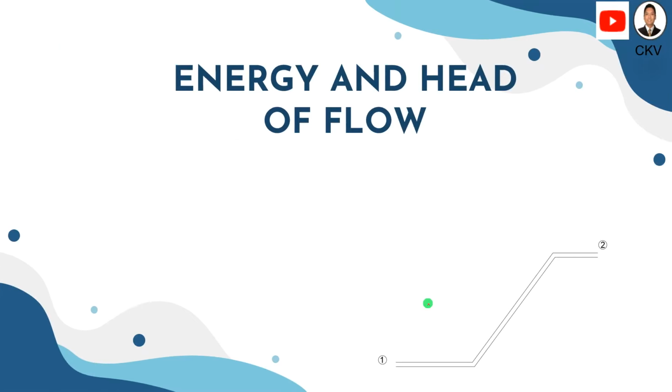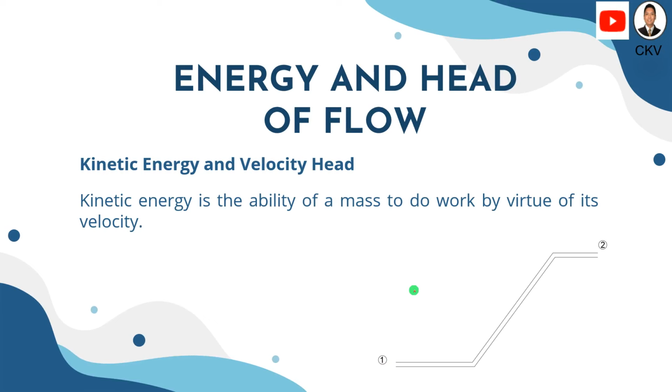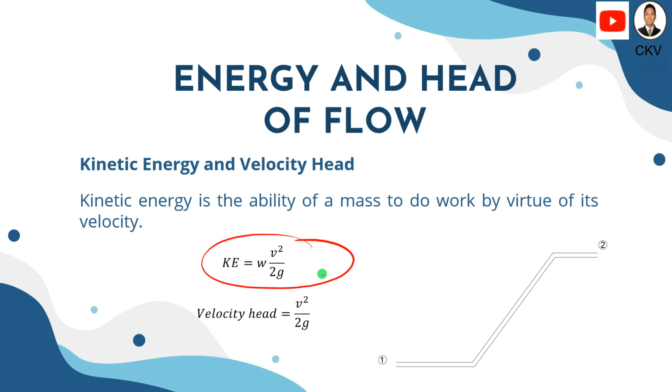So the first type of energy present in flowing liquid is the kinetic energy. The kinetic energy is the ability of a mass to do work by virtue of its velocity. Here is our equivalent formula for the kinetic energy: WV squared over 2g. But if we are going to express that into its velocity head, since the head is defined as the energy per unit weight, we cancel out the W.